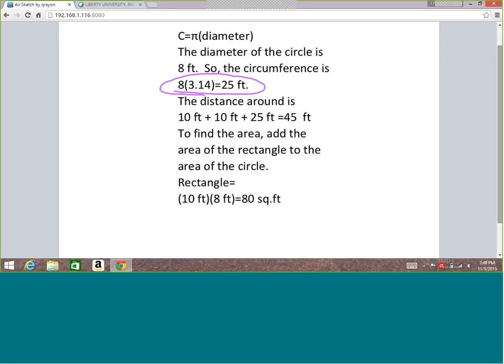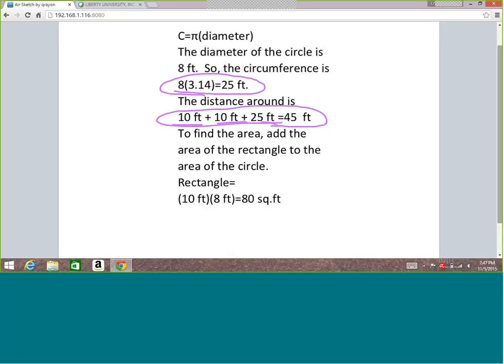All right, so I type 8 times 3.14, and if the directions say like round to the nearest whole number, that gives you 25 feet for the circumference of the circle. So you have the 2 straight pieces plus the circumference of the circle gives you the perimeter all the way distance around of 45 feet.